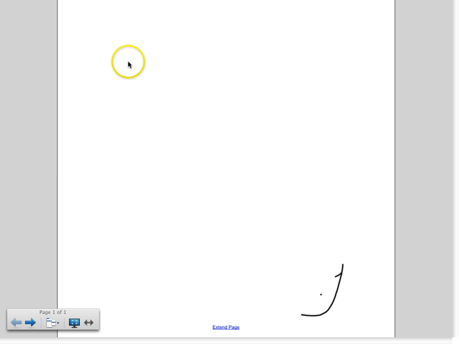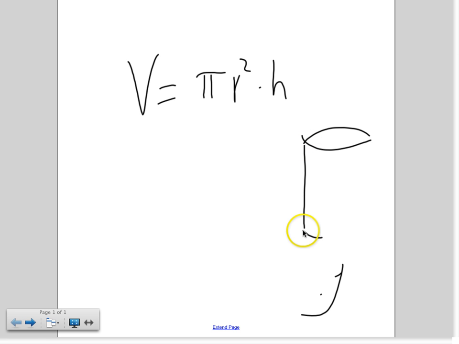let me give you a formula. What's this? What formula is that? Above? Here. Sphere? Okay. Volume of a cylinder.